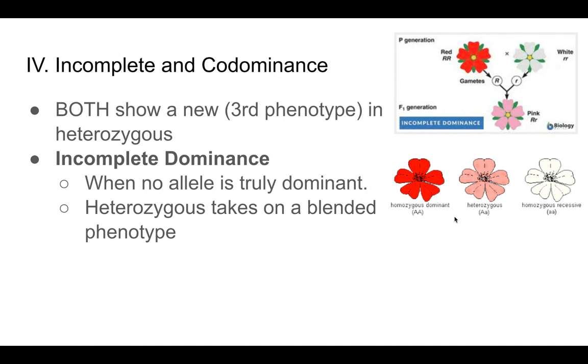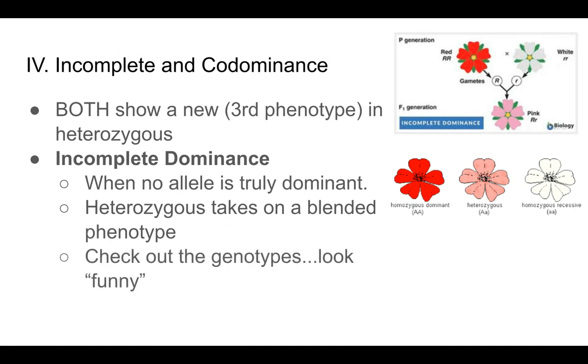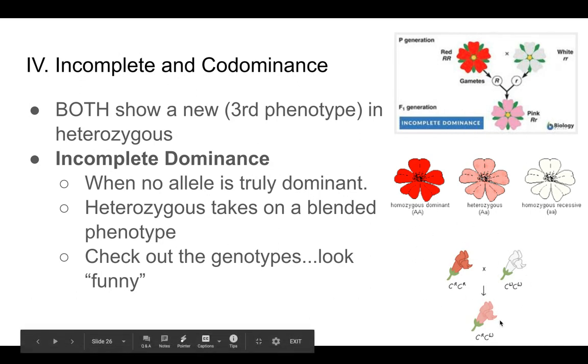And so in incomplete dominance, nobody is truly, truly dominant. And the heterozygous offspring gives us a new phenotype. In this case, in incomplete dominance, the phenotype is a blend of the other two. Now, I want you to look at another example, a red flower and a white flower crossed together to give us a pink flower. But I want you to check out how the genotypes are written.